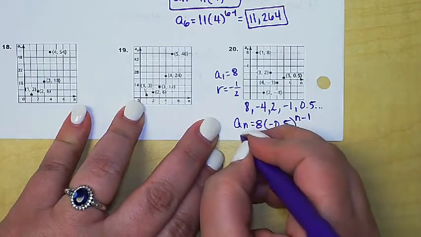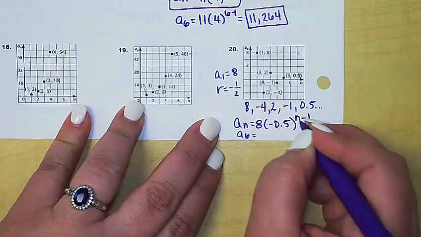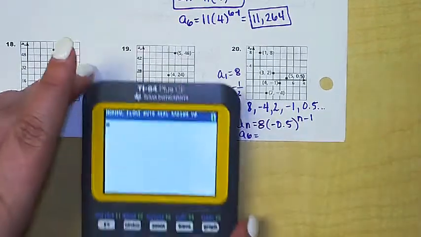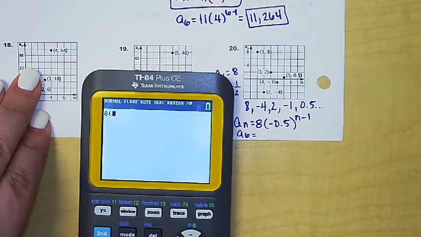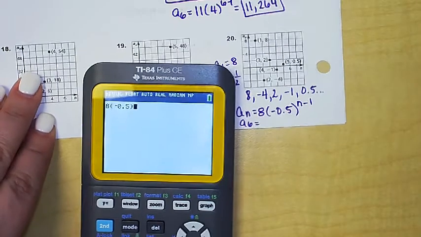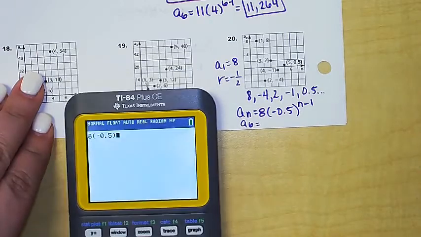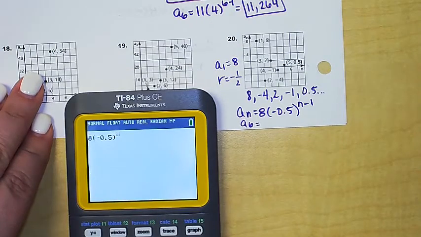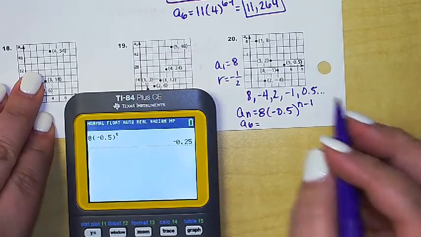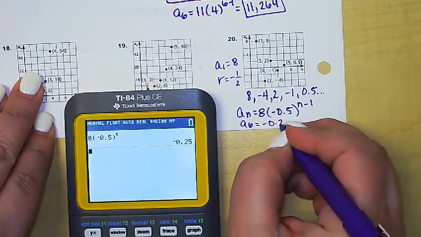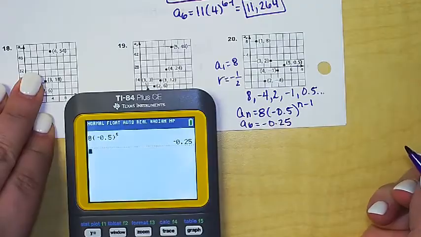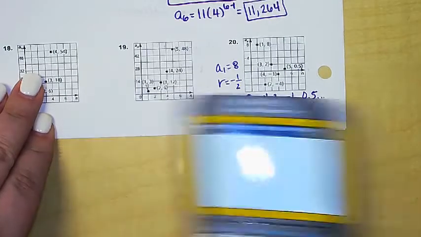And then again, if you wanted to find the sixth term, you would just put a 6 up here and find out what that is. So let's do that. 8, we've got that common ratio of -1/2. We're going to raise that to the 6 minus 1, or the fifth power. And I get -0.25, or -1/4. All right, I think that looks really good.